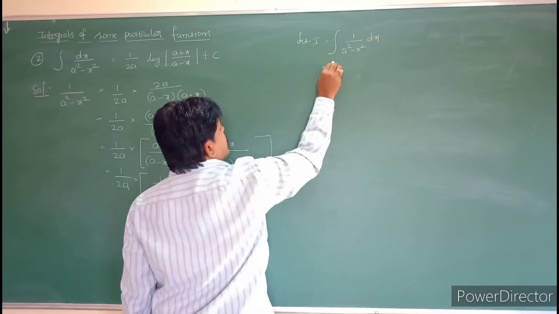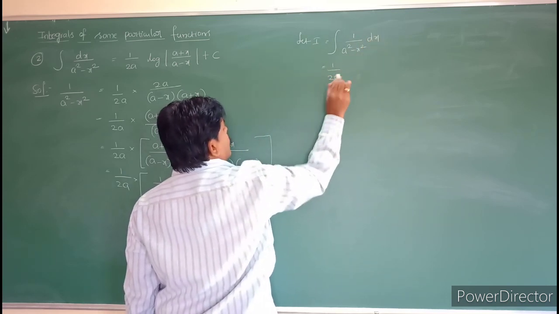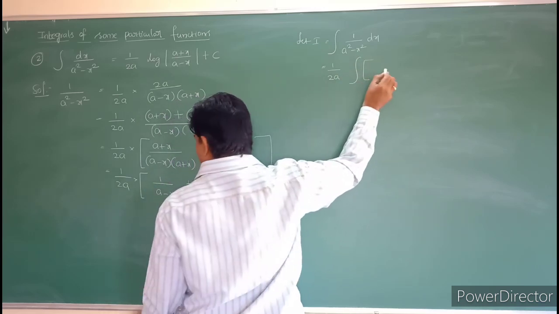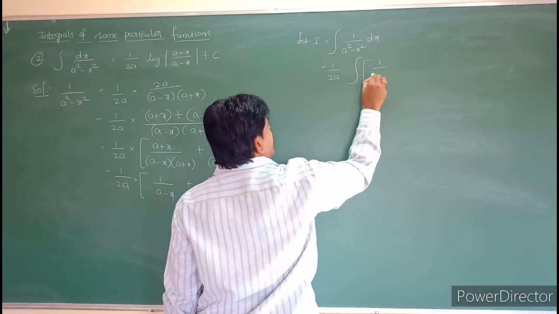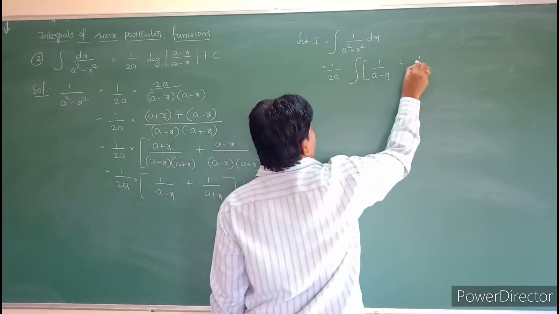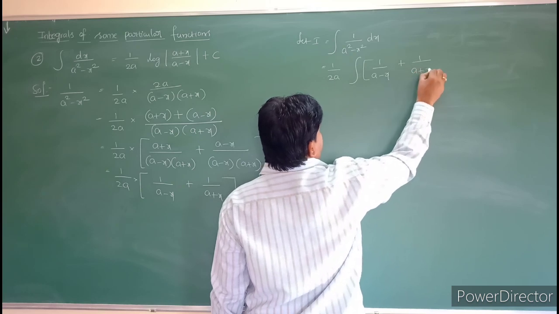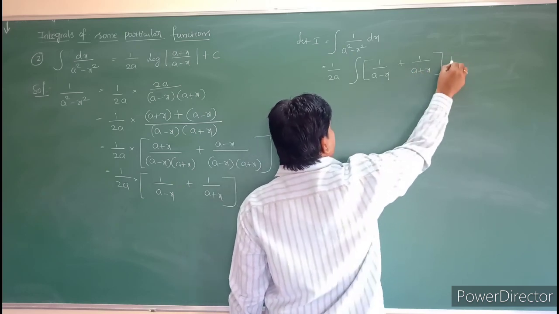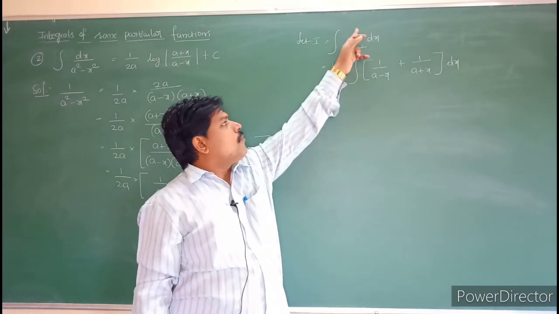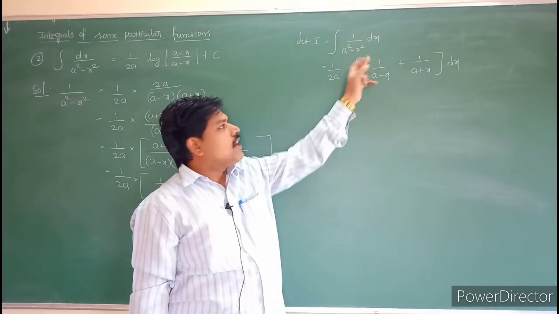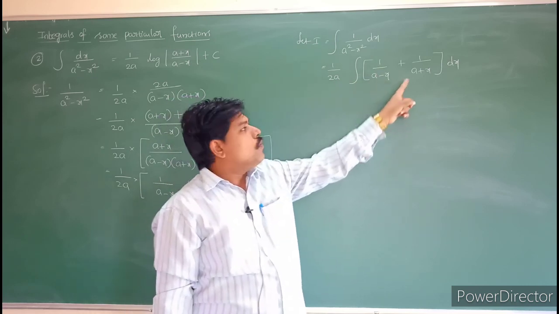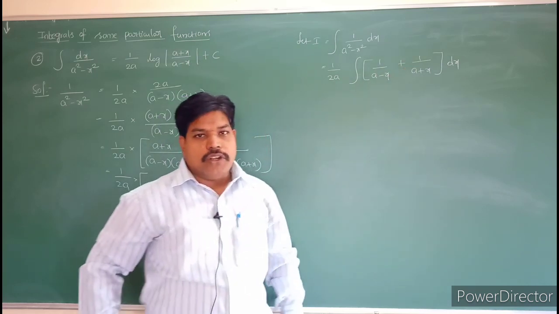So how can you write this? 1 by 2a into the integral of 1 by a minus x plus 1 by a plus x into dx. So this 1 by a square minus x square, I have written as 1 by 2a into 1 by a minus x plus 1 by a plus x into dx.